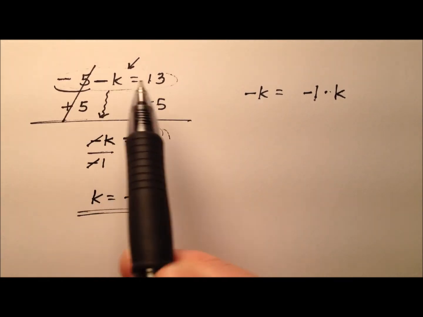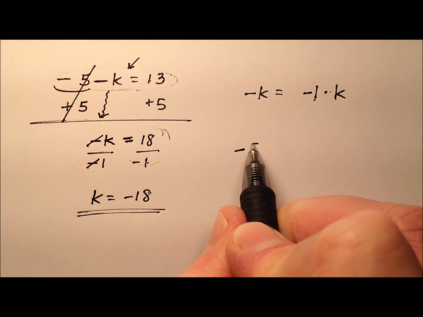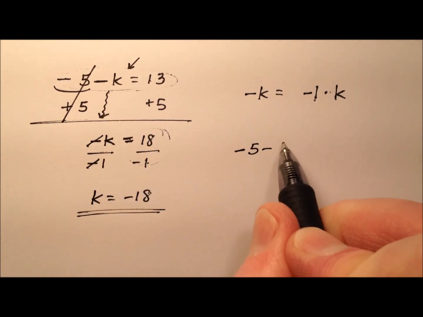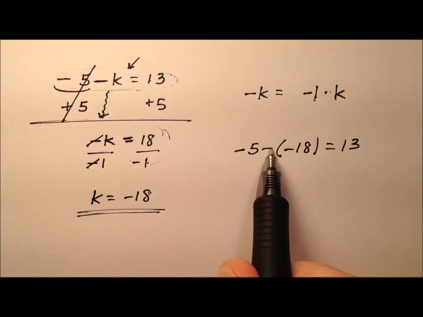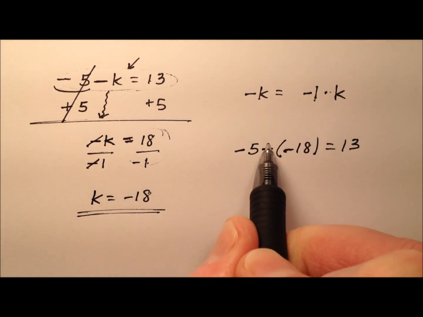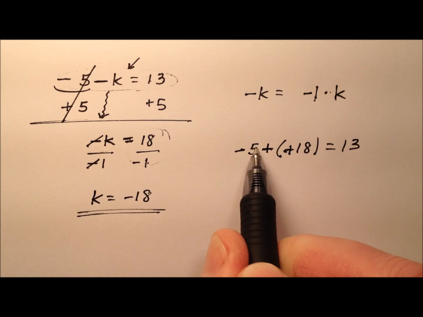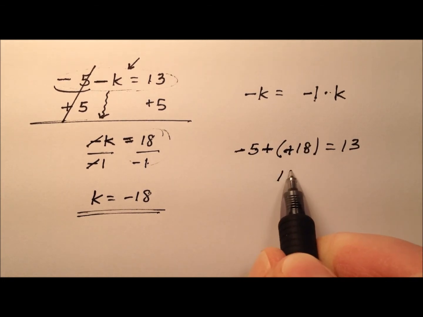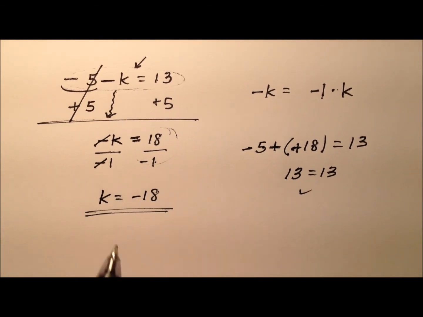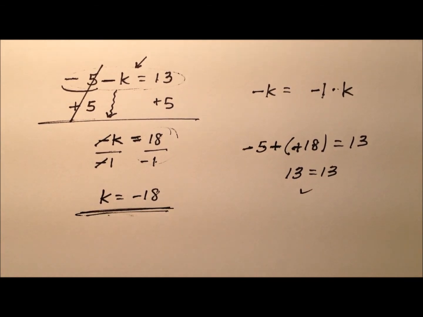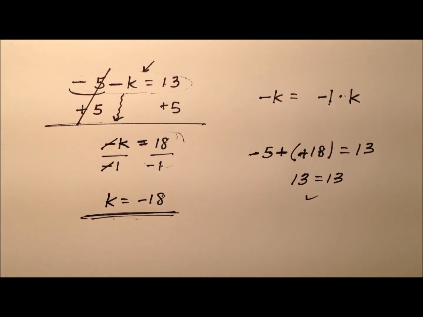So let's go ahead and plug it back in just to make sure it works. So we have negative 5 minus k, and of course our k is negative 18. So when we subtract a negative, we can do a little swoosh swoosh there, and it's negative 5 plus 18, which is 13. And of course 13 equals 13, so that's true, and this value for k is indeed negative 18 for this second equation.